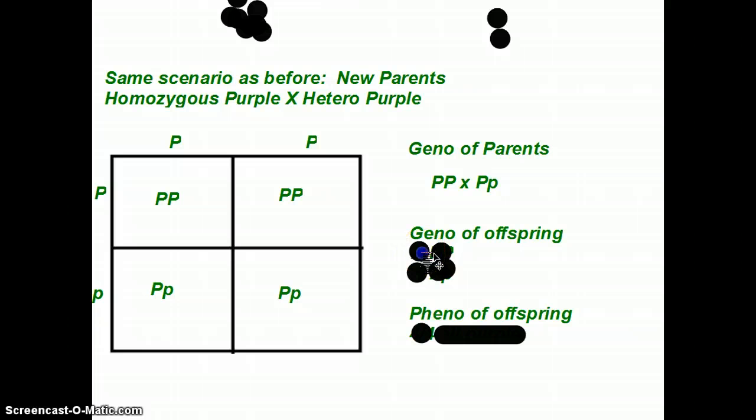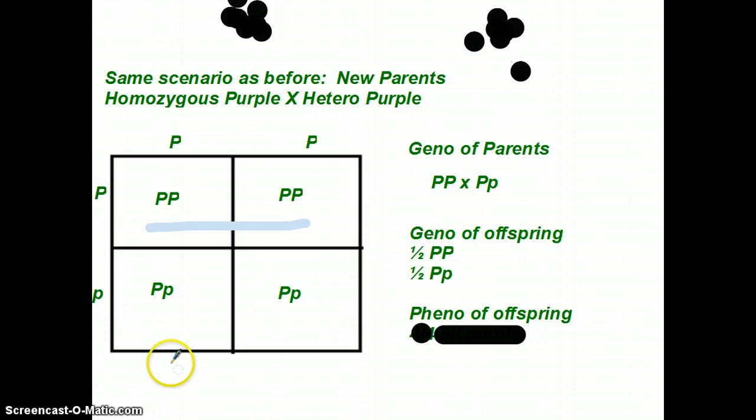The genotype of offspring: half of my offspring are going to be capital P, capital P, which is right here. The other half is going to be uppercase, lowercase, which is right here. That means there's a 50% chance every time of conception that you're going to have a genotype of capital P, little p.